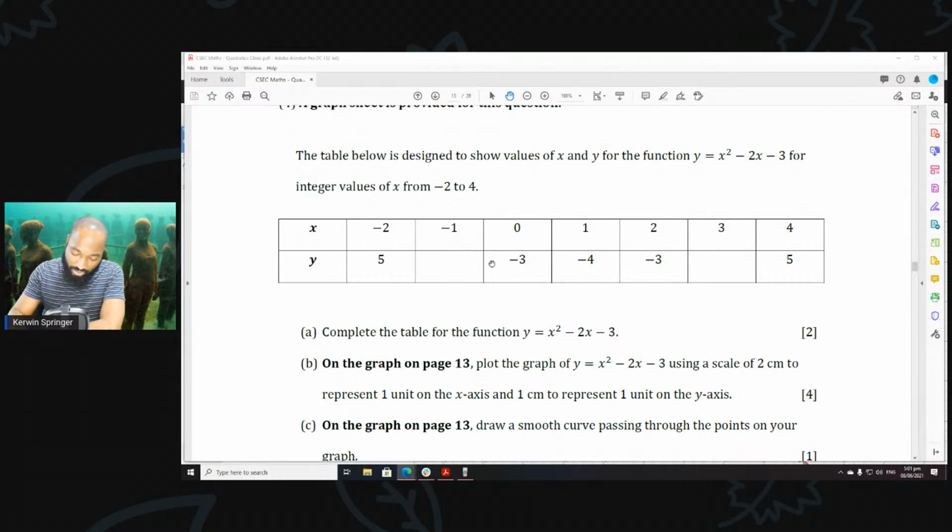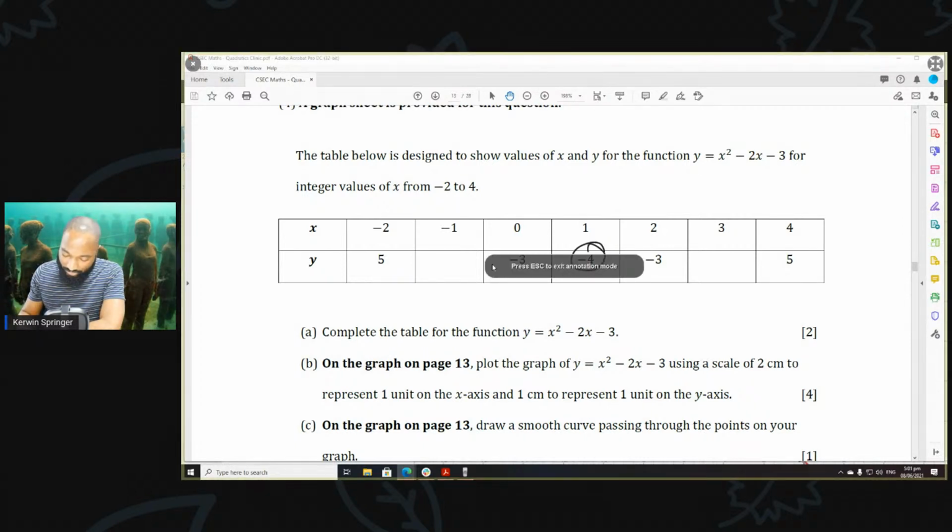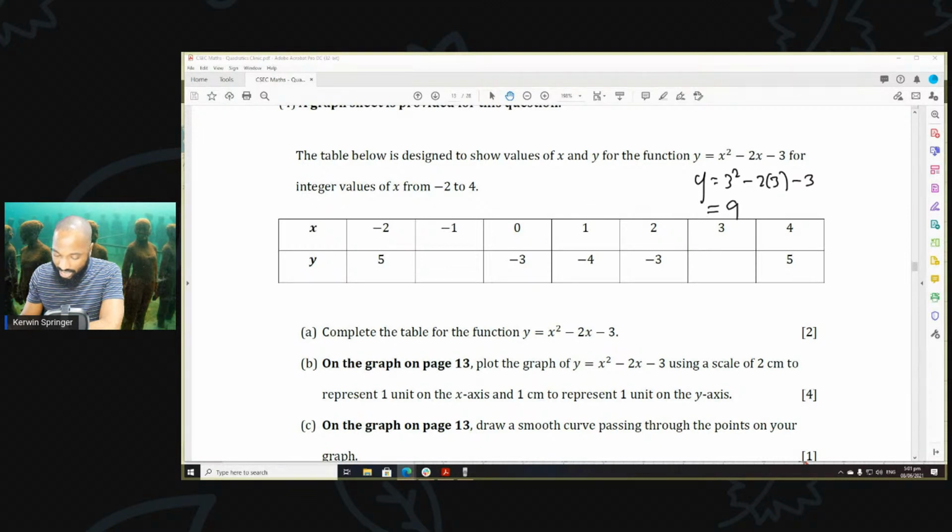And as I said, with the quadratics, you see how this is -4? This is like the center part here, -3, -3. So we could expect these two things to be the same. Now you can't just guess and say that this will be 4 for sure, you need to figure it out. So I need to substitute 3 into there. So y is equal to 3 squared minus 2 by 3 minus 3. Well, 9 minus 6 minus 3.